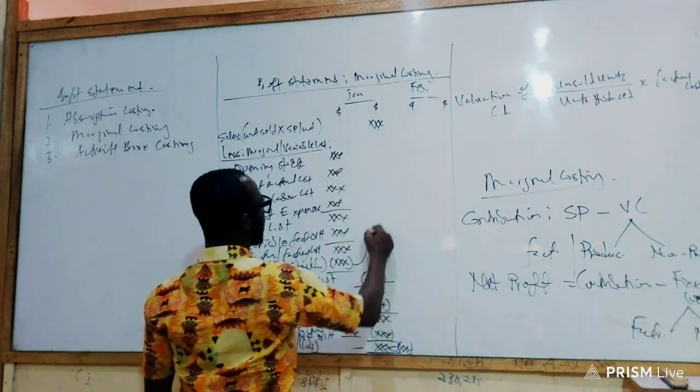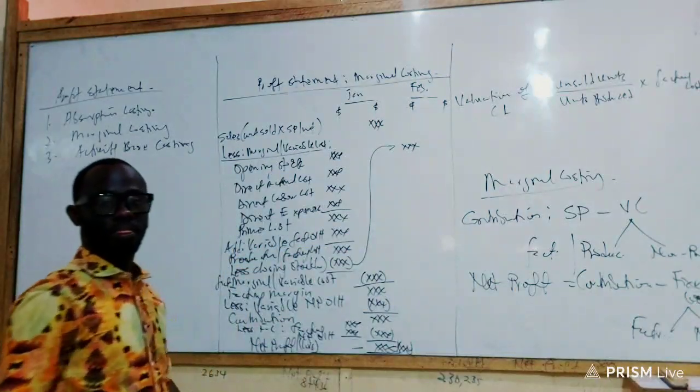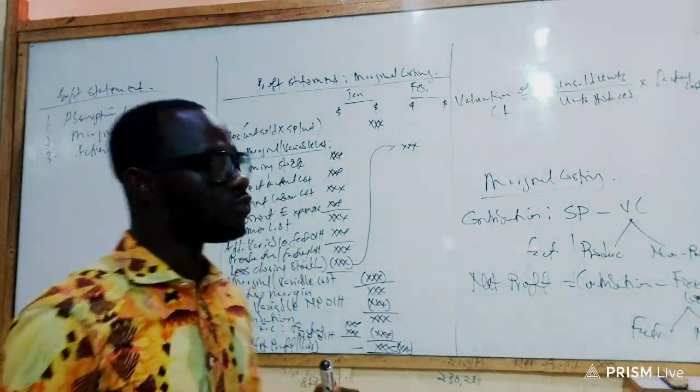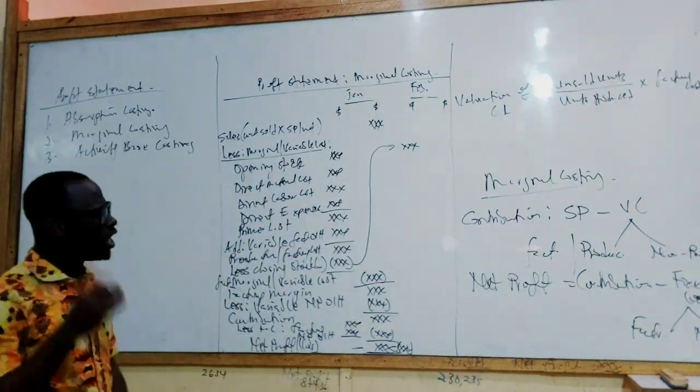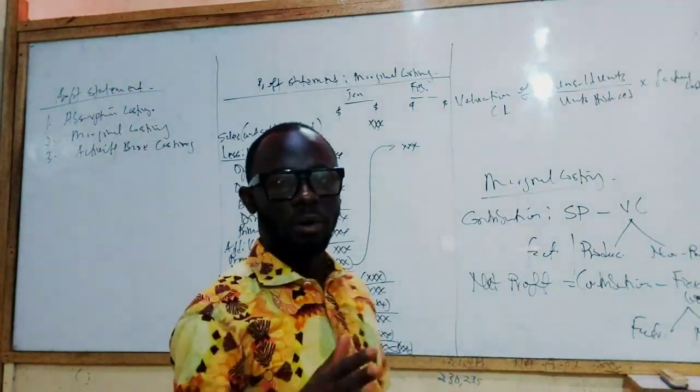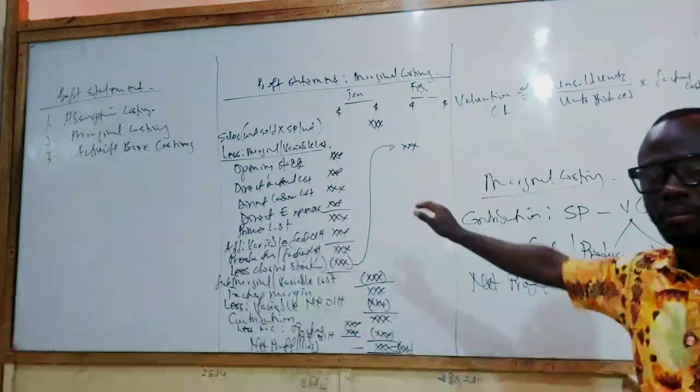So if that is the information for January, all you must note is that the closing stock for January will become what? The opening stock for February. Are you getting it? The closing stock for January will become what? The opening stock for February. So that is how we prepare the profit statement using the marginal costing.